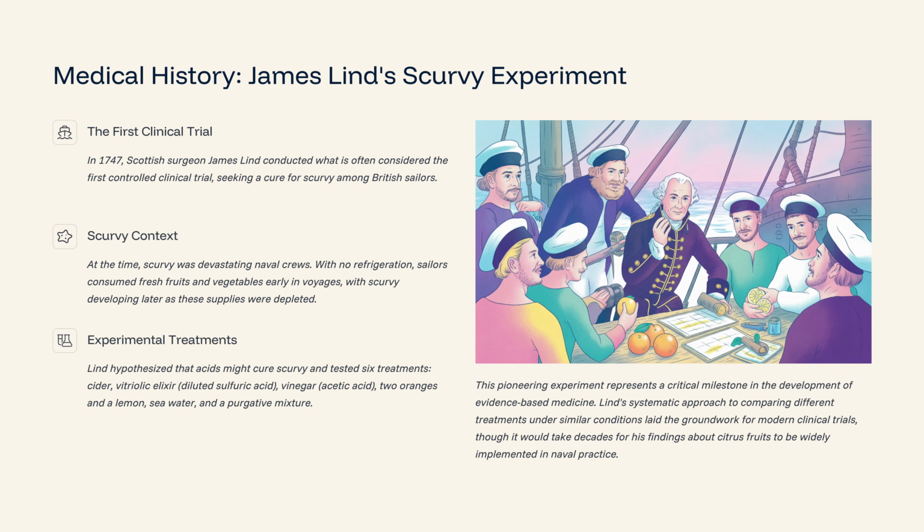They didn't have refrigeration obviously back then, so they'd eat more fresh fruits and vegetables early in voyages, and then they would get sick as time went on. So he hypothesized that it was likely due to some sort of acid, and he tested his theory by giving different sailors different treatments. So cider, vitriolic elixir, vinegar, 2 oranges and a lemon, seawater, and purgative mixture. And so it really represented a critical milestone because he systematically tested different interventions in order to test his hypothesis. And even though his findings weren't implemented till later, this was really a critical milestone.